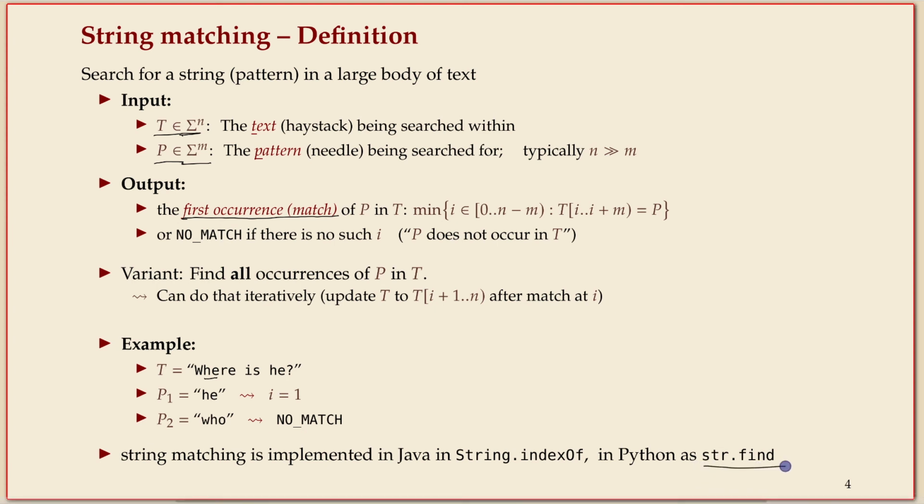I wanted to stress that programming languages tend to implement this because it's a primitive. They don't always implement it in a very smart way. Maybe we'll come back to this. So in Java, there's a class String, and it has an indexOf method that finds the first occurrence. And in Python, it's called find. Okay, and I'm confident that any other programming language you come up with will have an implementation of string matching too.